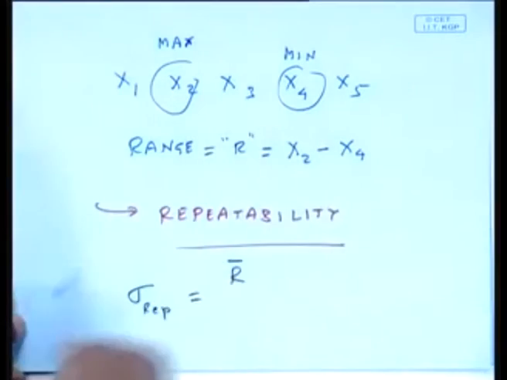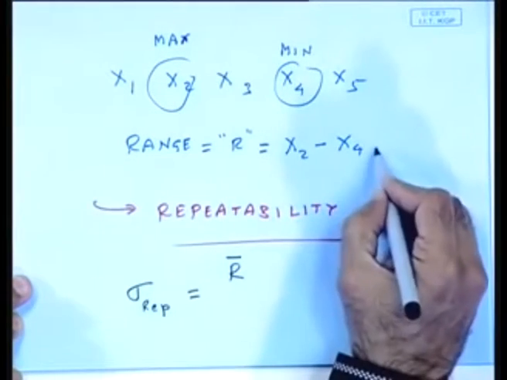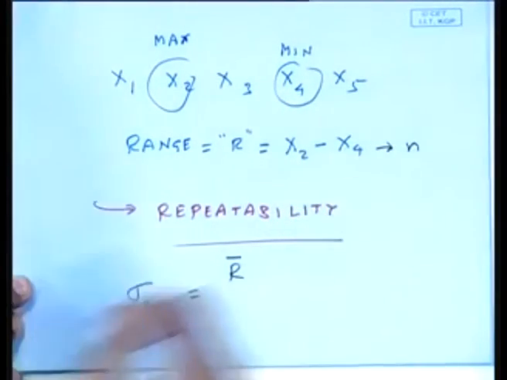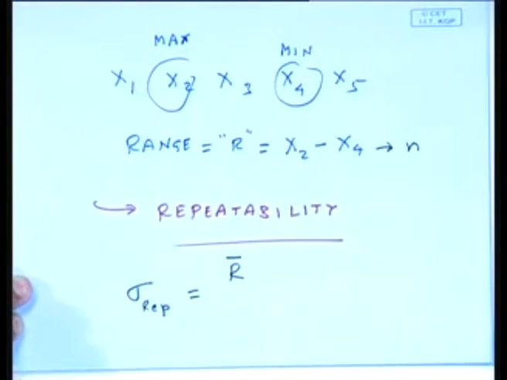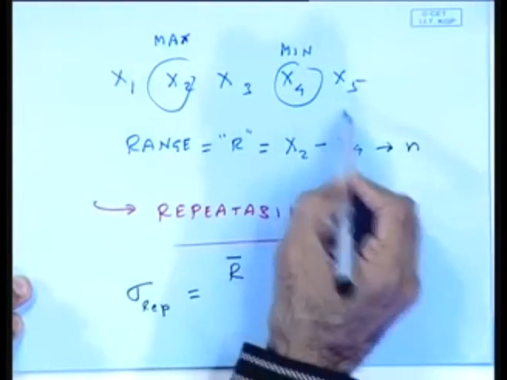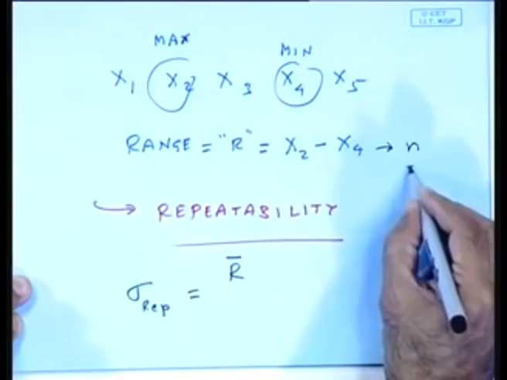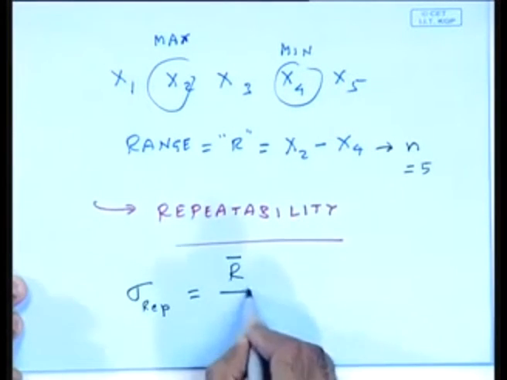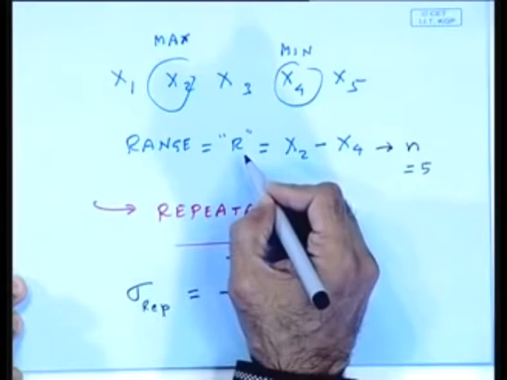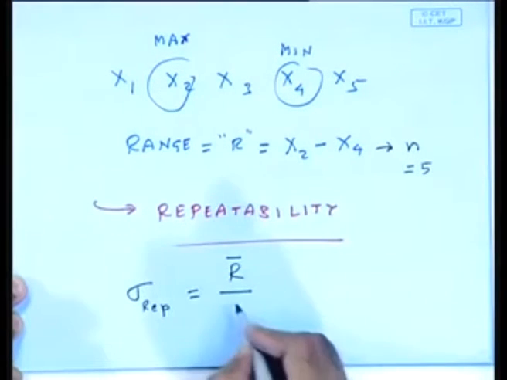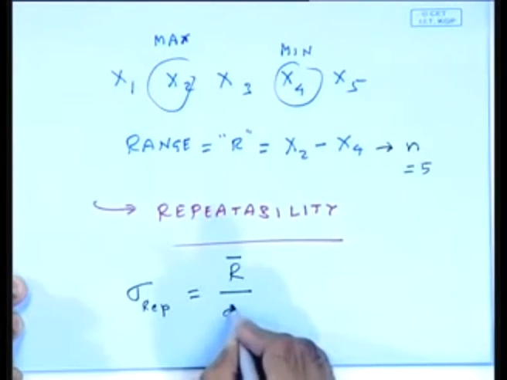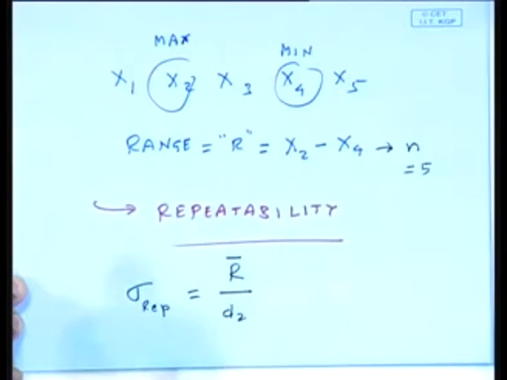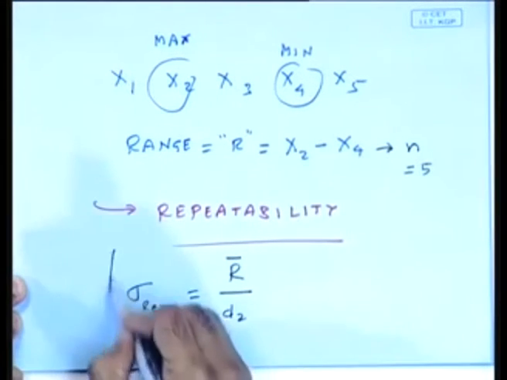How many times you measure is very important, because that will give you an idea of n. N is the number of times you have measured the same part. So n in our case is equal to 5. To find sigma, I divide that R bar, which is the average of such repeated estimates of the range, by a quantity called D2.